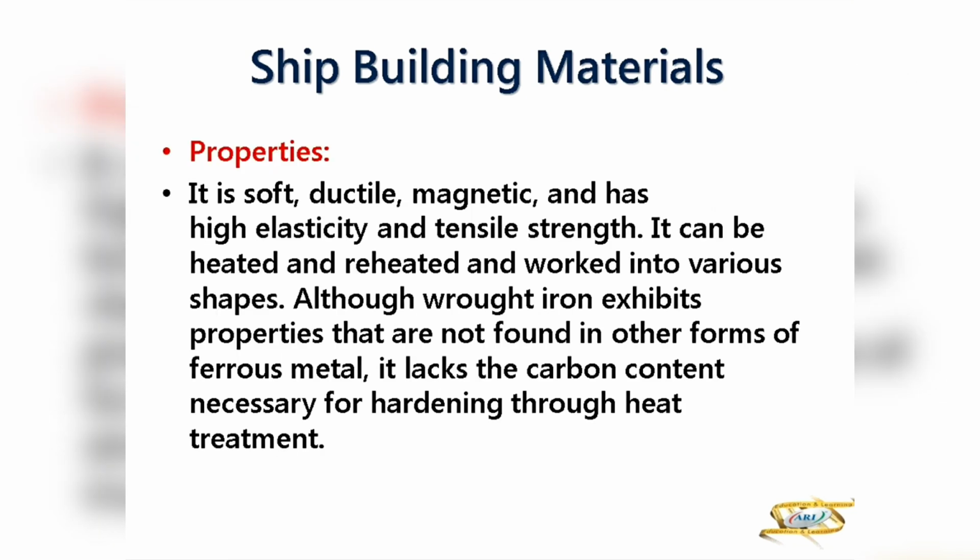So the properties of wrought iron are: soft, ductile, magnetic, with high elasticity and tensile strength. It can be heated and reheated and worked into various shapes. But here your carbon content is very low, so you cannot make it hard. You can make it tough, but not hard.